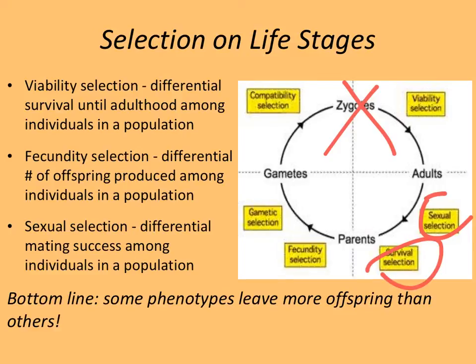The number of offspring. So let's say you survive and you reproduce, but one individual, the bad boy, his fecundity is much higher than, let's say, the rest of the population. And then finally, there's something called gametic selection, in terms of, let's say, sperm competition, which we'll get to. And then, of course, we're back to compatibility selection, which is that some genomes between parents are more compatible than others.